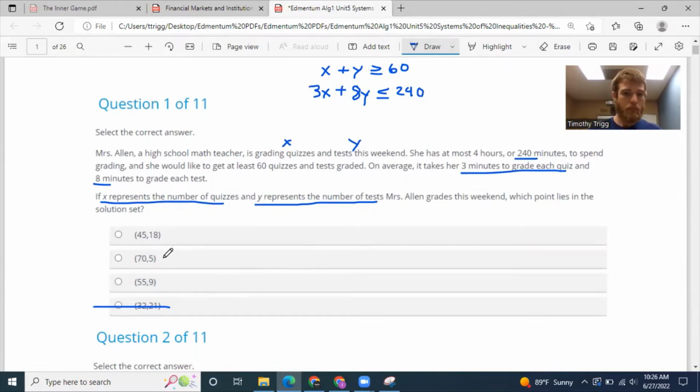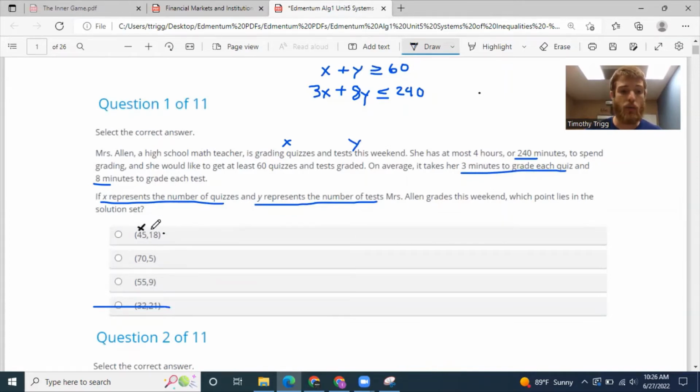But let me just check the second inequality, right? Basically I already checked the first inequality by saying, do these add up to be greater than or equal to 60? Yes, yes, yes. Okay, now let's move on to the second inequality. I'm going to see which of these coordinate points will fit into this second inequality. I'm going to try this first one first. So 45, 18.